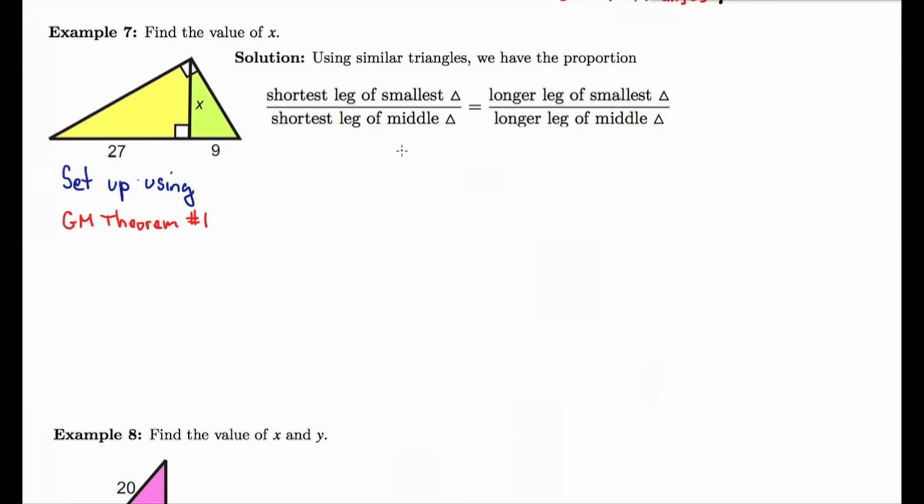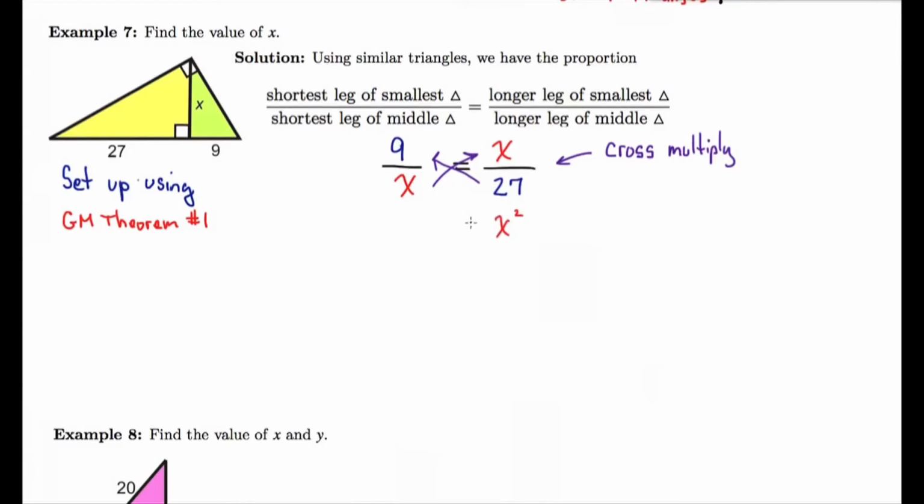Okay, so we can say 9 over x, which is going to be the altitude, which is the geometric mean here, equals the longer leg of the smallest side, x, over the longer leg of the middle side, 27. So the two numbers are 9 and 27, and x is the geometric mean. So we can cross multiply.